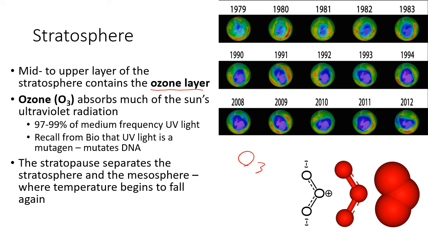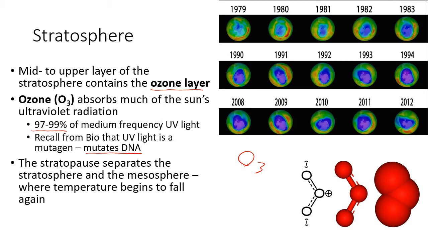Okay, ozone is going to absorb anywhere from 97 to 99% of medium frequency ultraviolet light. That's the ultraviolet light that is really carcinogenic. It mutates DNA. It's a mutagen, it's a carcinogen, and it is extremely harmful. So if we were to have that ozone layer go away, like we saw in the 1980s, that could be disastrous for life on Earth, especially the surface of the Earth, where that ultraviolet light would shine down and mutate DNA and make life on the surface of the Earth very, very difficult, if not impossible.